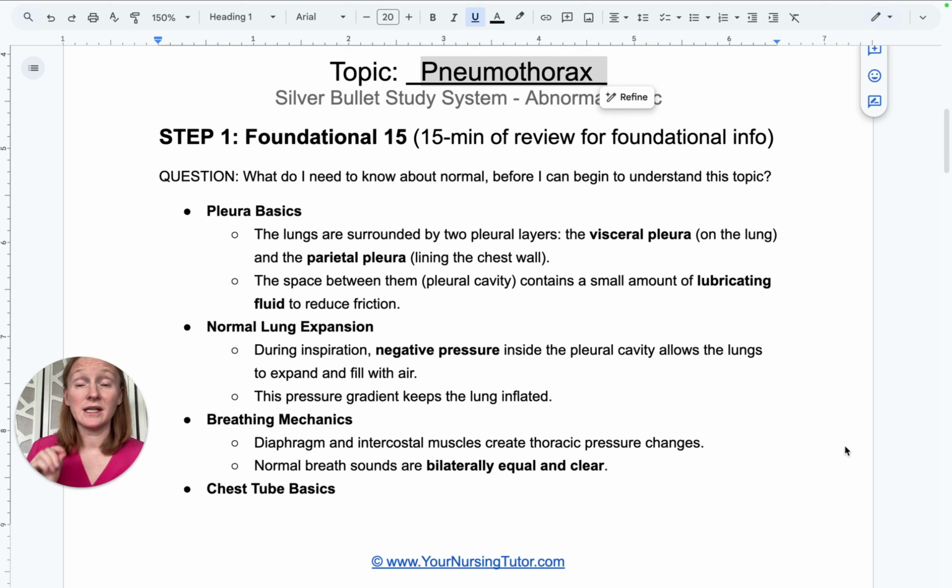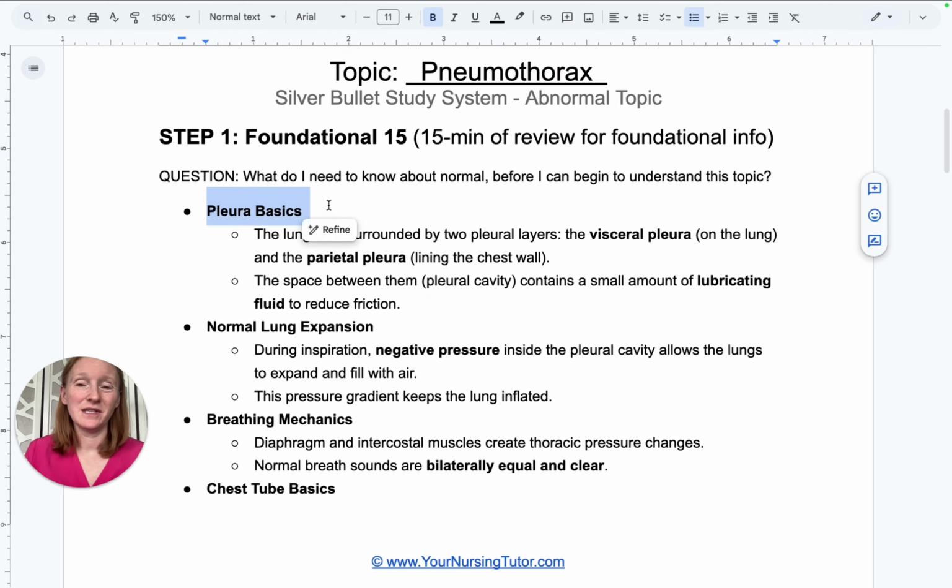In order to connect the dots, every step we ask ourselves a question. For step 1, the question is, based on what I know about normal, what do I need to know before I can begin to understand pneumothorax? And I got you covered. We need to know the basics about normal lung anatomy and physiology, right? Because we know pneumothorax is a lung problem.